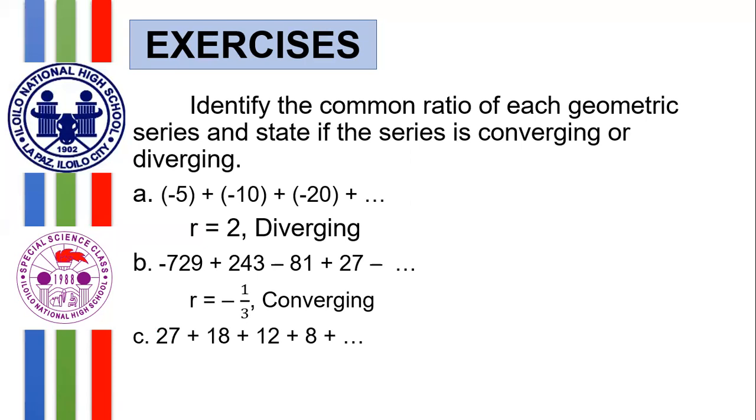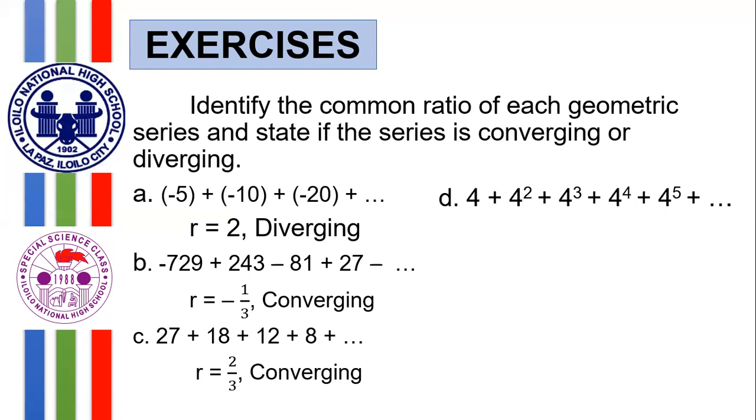How about the third one? 27 plus 18 plus 12 plus 8, and so on. If you divide 18 by 27, 12 by 18, 8 divided by 12, you will get a constant ratio or a common ratio of 2/3. 2/3, its absolute value is between 0 and 1. So this series is again converging.